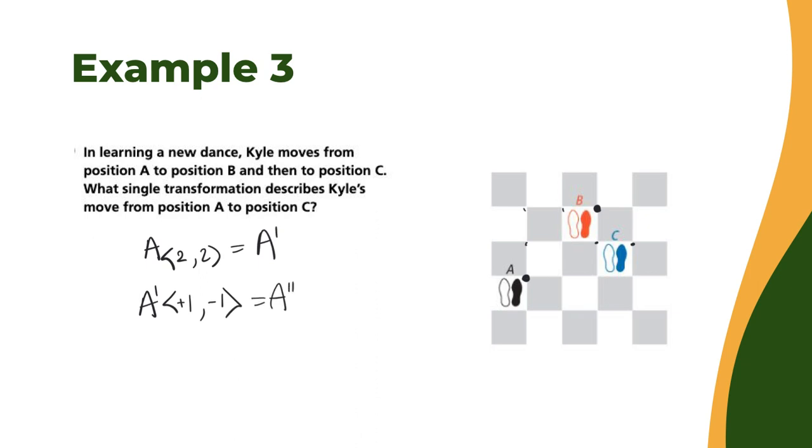Okay, but this question, so I did two things. I moved up to B, and then I moved back down to C. It's asking what single transformation describes Kyle's move from position A to position C.